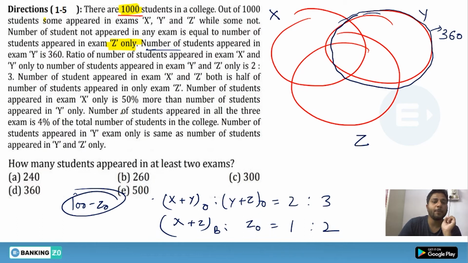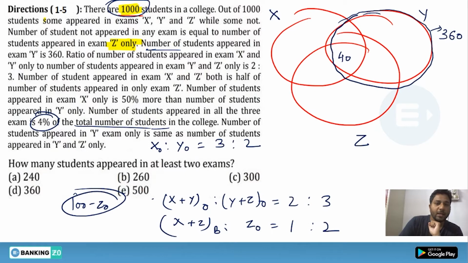Next would be what? The number of students appeared in X only is 50% more than the number of students appeared in Y only. That means 3:2. The next statement says the number of students appeared in all the three is 4% of the total number of students. So here the total number of students is 1000, and 4% of 1000 is nothing but 40.